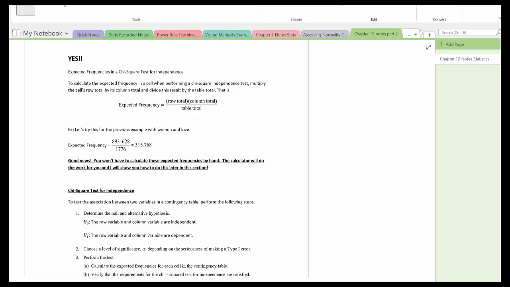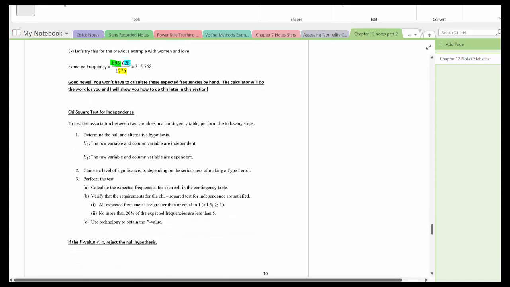And I've done a quick example with both women and love. So this was the total number of women times the total number of people that chose love, divided by the total number in the sample. Now, there is good news. You won't have to calculate these expected frequencies by hand. The calculator will do the work for you, and I'll show you how to do this later on.